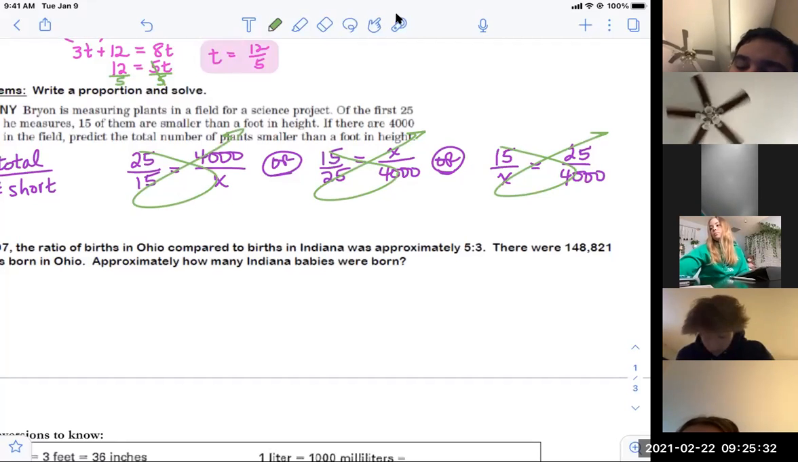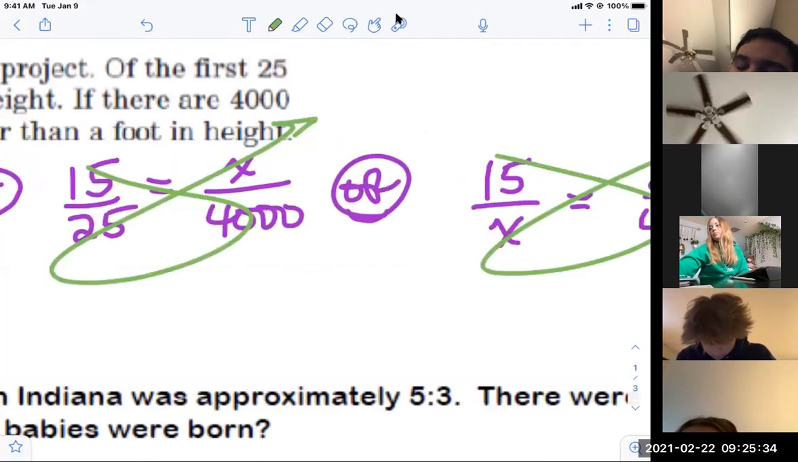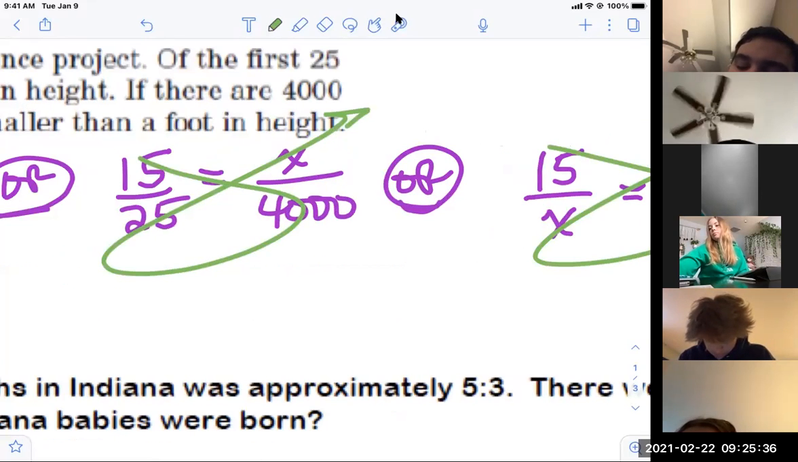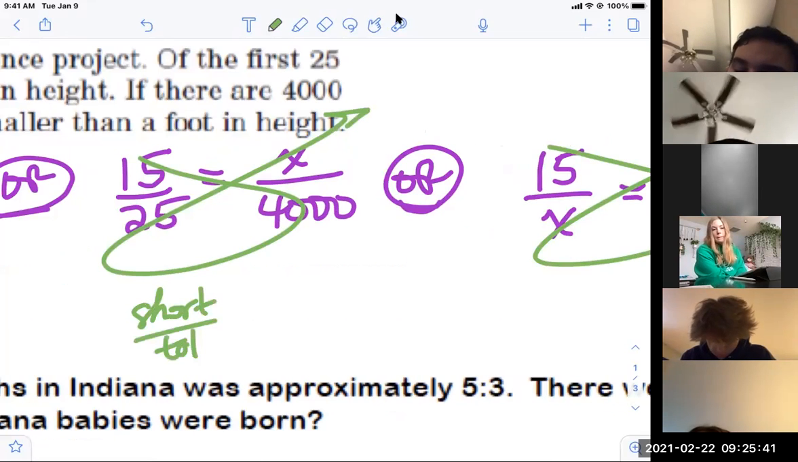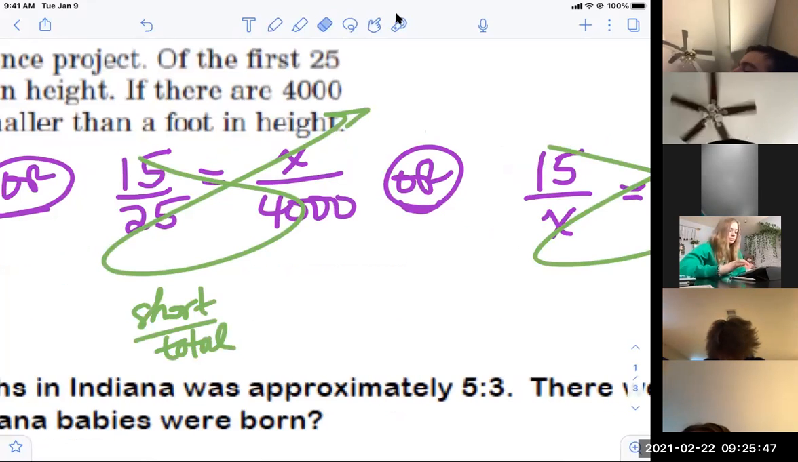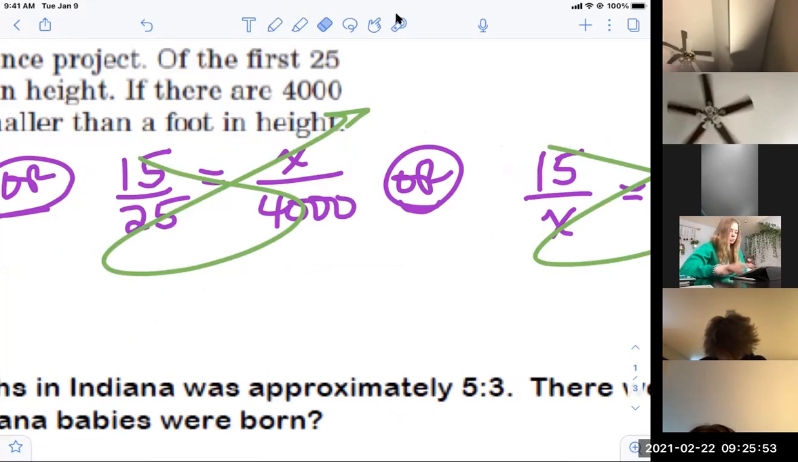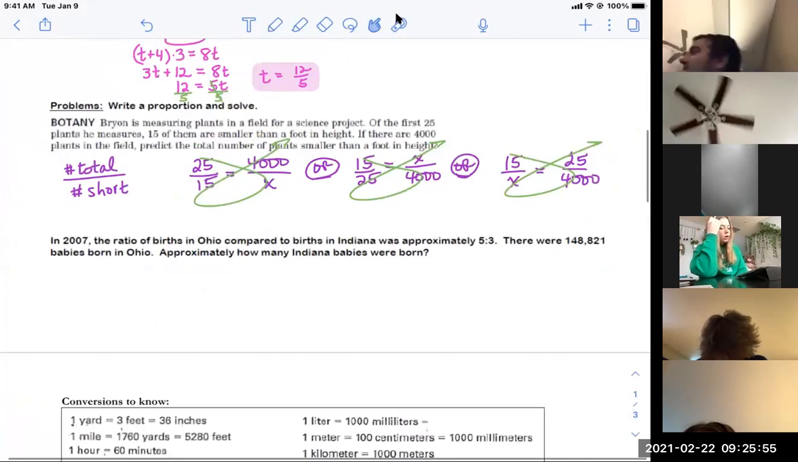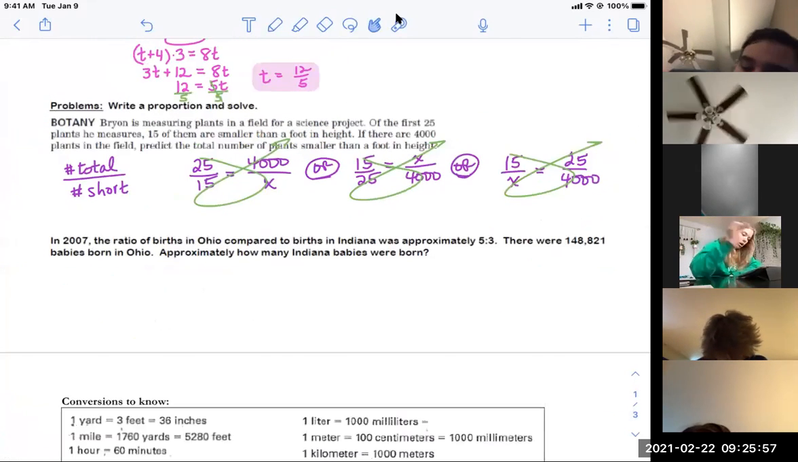So again, you wouldn't want to say 15 over 25 and 4,000 over X, because on this one you're comparing the short to the total, so you have to do the same thing on the other side of the equation. When you're setting it up, just make sure you're consistent. You either do short to total or total to short, or you do short on one side and total on the other in the correct order. The proportions look different, but they'll actually work out to be the same.